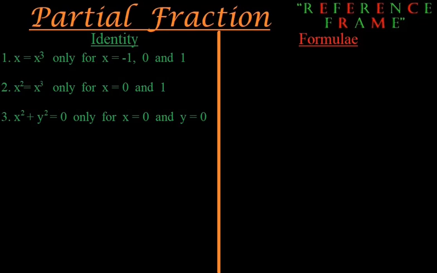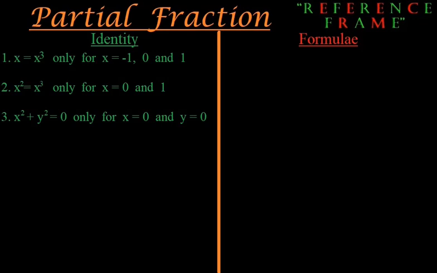x equals -1, and on the right side -1 to the power 3. Since the index is 3, an odd number, the sign will stay as it is. That means if the sign is minus, it will be minus. If the sign is plus, it will be plus. So on both sides, for x equals -1, we get -1 equals -1. For 0, we get 0 equals 0, and for 1, we get 1 equals 1.